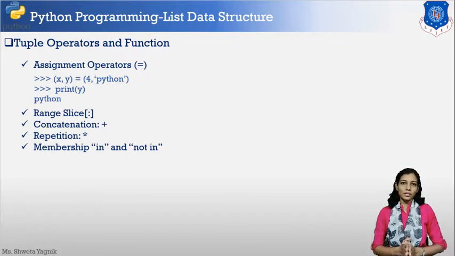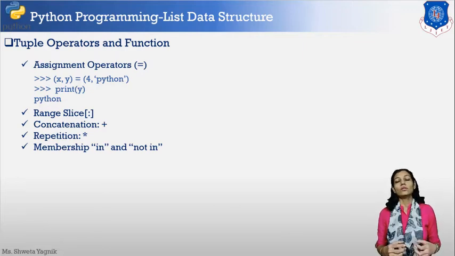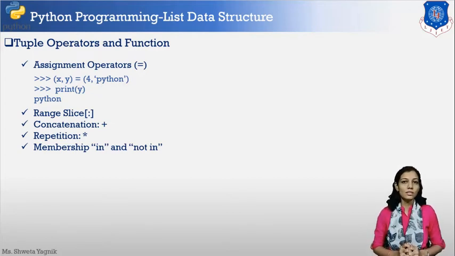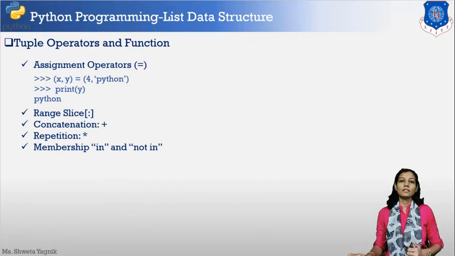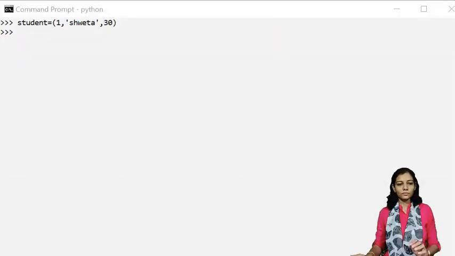Next operator is range slicing, similar to what we have explored in list. Concatenation: if we want to concatenate 2 tuples, we can use plus. Repetition operator, that is star: if we want to repeat the value of a tuple, we can use this star. And lastly we are going to see the membership operators, that is in and not in. So now let us understand practically how to use these operators with tuple.